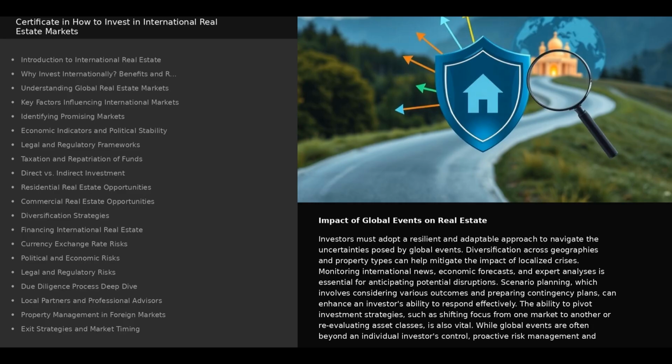The ability to pivot investment strategies, such as shifting focus from one market to another or reevaluating asset classes, is also vital. While global events are often beyond an individual investor's control, proactive risk management and strategic flexibility can significantly reduce their adverse effects. This preparedness is a key differentiator for success.